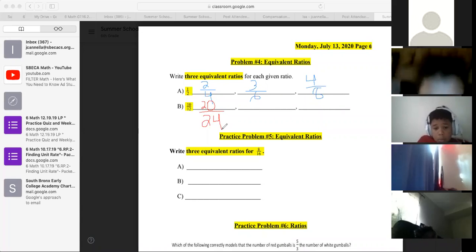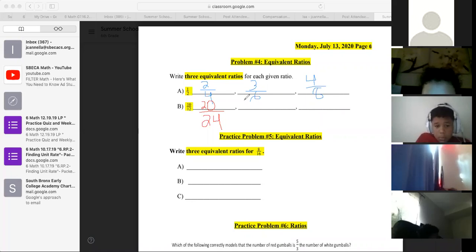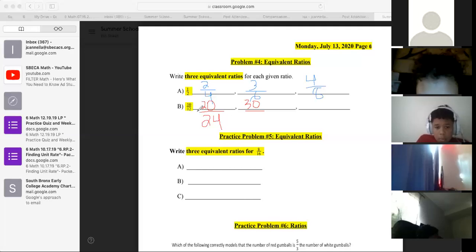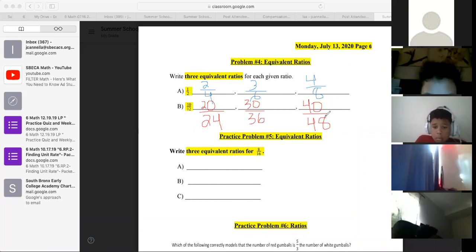12 times 2, 24. 10, 20. What would be next? 30. Good. Leilani, 12 times 1 is 12. 12 times 2 is 24. 12 times 3 is what? 36. 10, 20, 30. What would be next? 40. Excellent. 12, 24, 36, what? 48. Good try. Sorry.